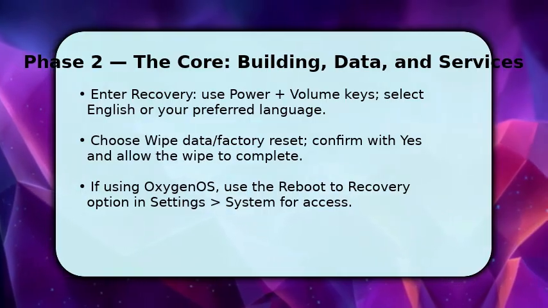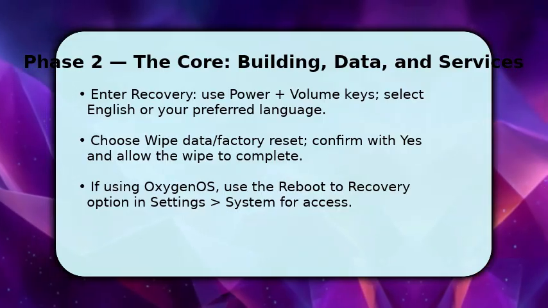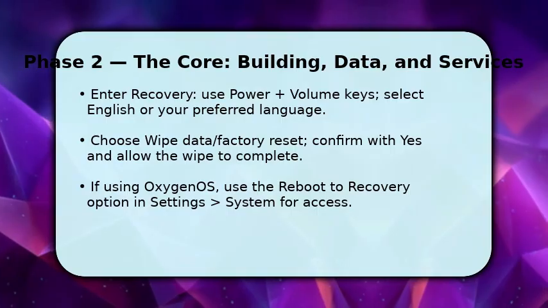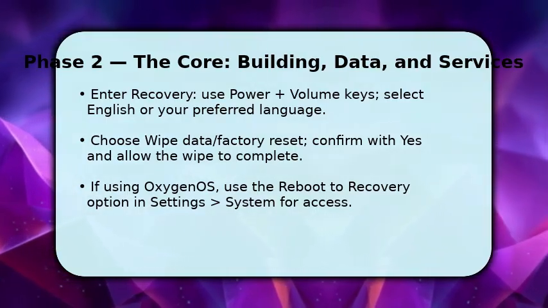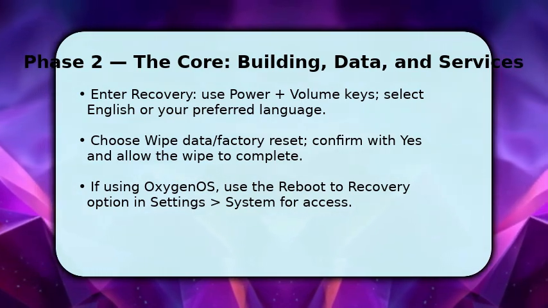If OxygenOS is current, you can alternatively go Settings, System, Reset Options, Reboot to Recovery to start. That route reduces button press errors. Make sure the wipe finishes before you reboot to avoid partial resets. Once the wipe is done, choose Reboot System Now and let the phone restart.